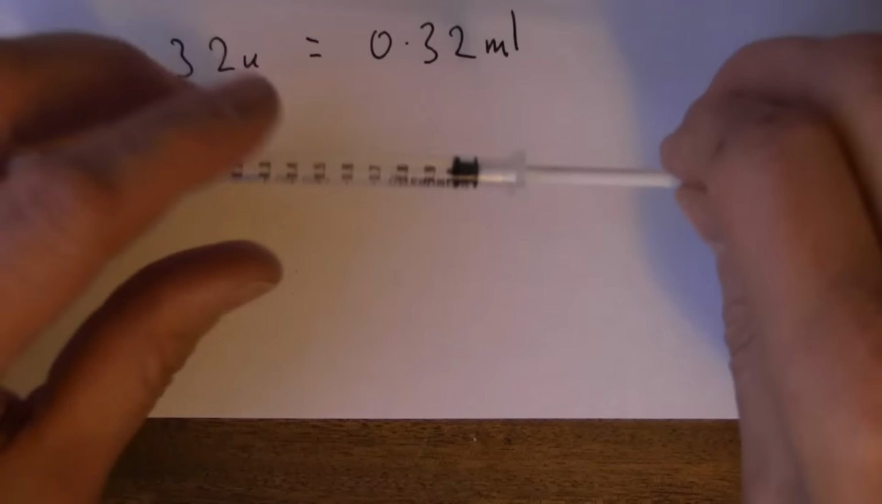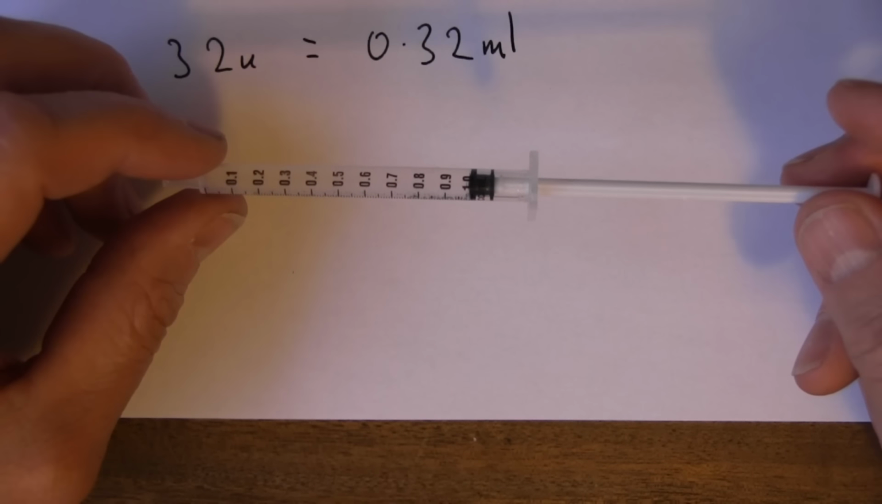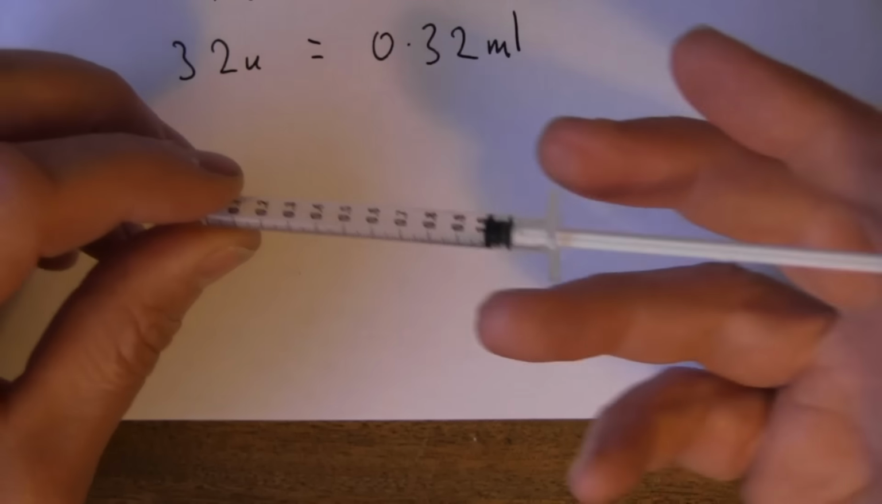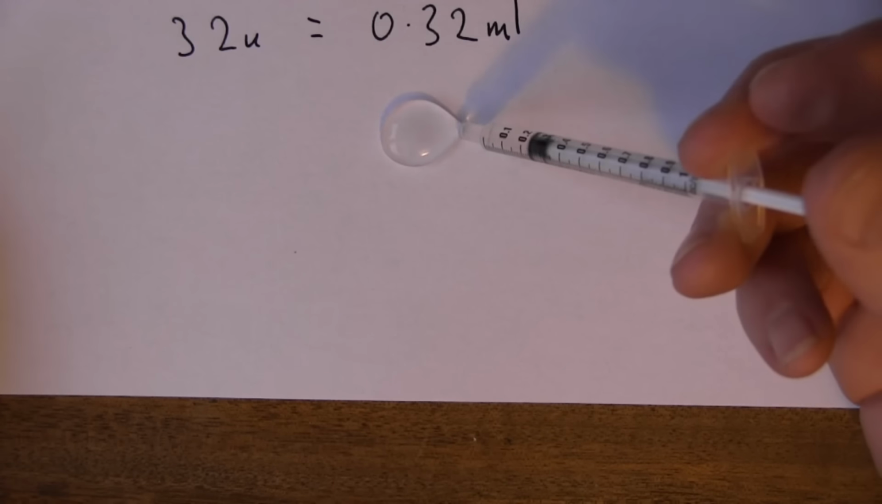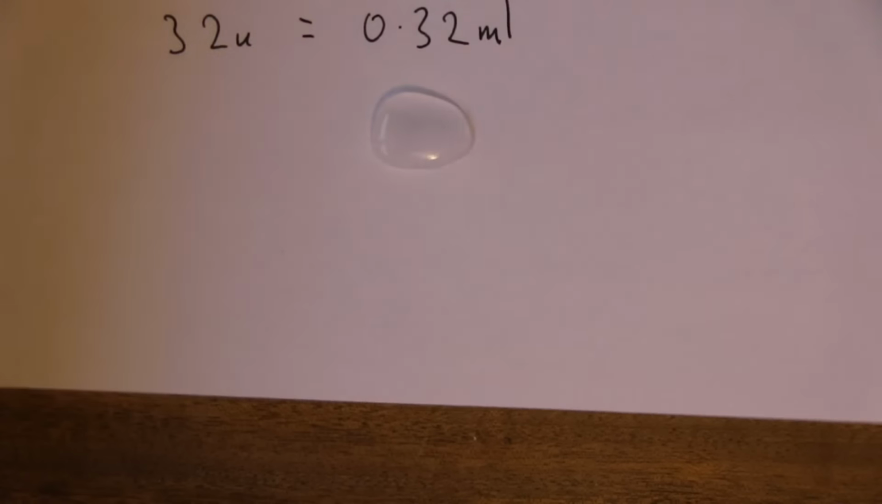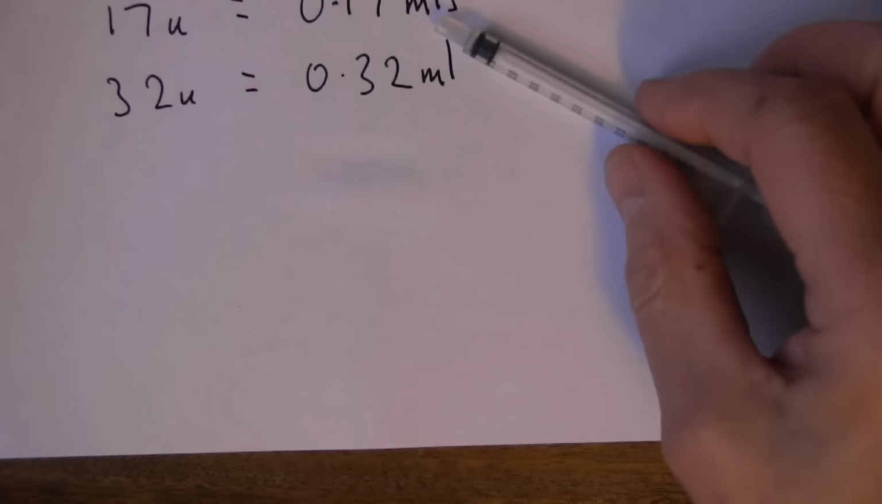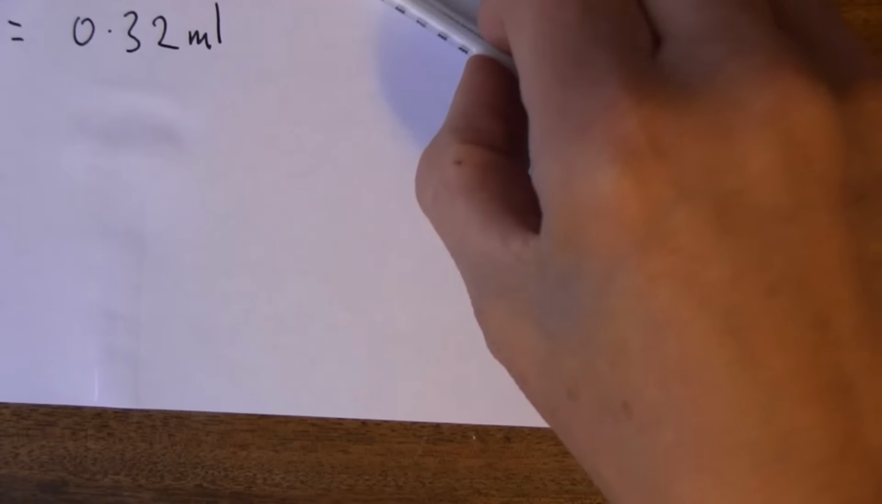Now what I've got here is a 1 mil syringe. There are dedicated insulin syringes as well, but I just want to show you 1 mil is actually not very much. So that's a 1 mil blob there. It's not actually that large a volume. Now, I'm just going to bring this down a bit so we can focus in on our syringe.